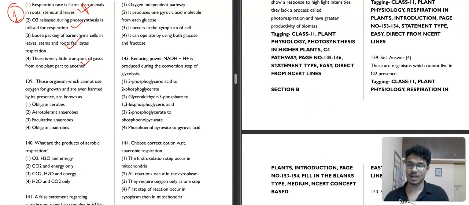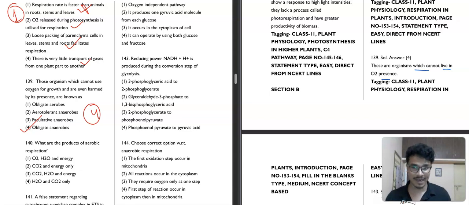It is saying that those organisms which cannot use oxygen for growth and are even harmed by its presence are known as obligate aerobes, aerotolerant anaerobes, facultative anaerobes, obligate anaerobes. So these are basically obligate anaerobes. Okay. Fourth option is our correct answer. So there are organisms which cannot live in O2 presence.